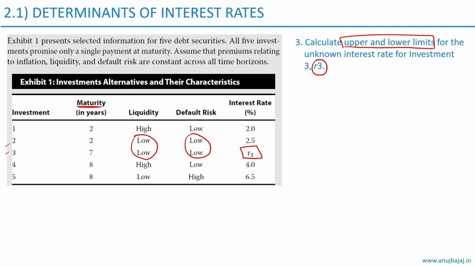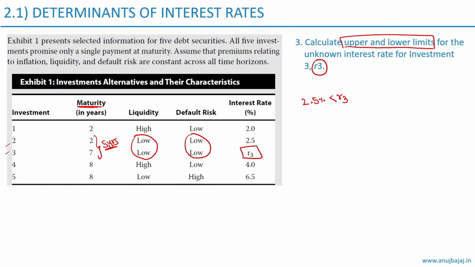As we have seen earlier, an investment having high maturity has high risk. Therefore, it provides you with more interest rate. Hence, we can say that the interest rate on investment 3 should be greater than the interest rate on investment 2 to reflect the higher maturity of 5 years. So the lower limit of the interest rate on investment 3 should be 2.5%.